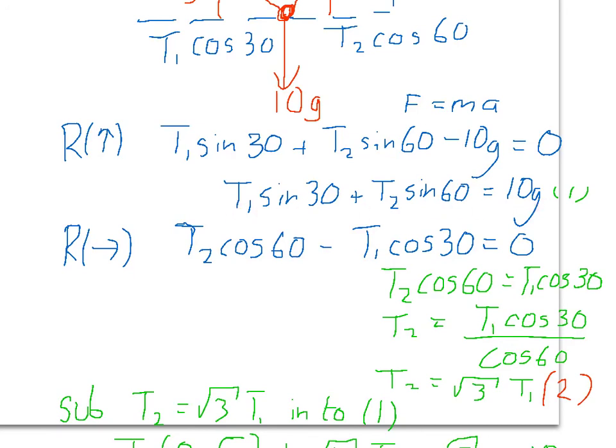Now remember what I said, pick up your calculator, because you don't pick difficult numbers. Pick up your calculator and find out what sine 30 is equal to and what sine 60 is equal to and what cos 60 is equal to and what cos 30 is equal to. For some of you, you might even at this stage like to write in what those values are, to eliminate the sines and cosines, which is what makes this question look difficult.